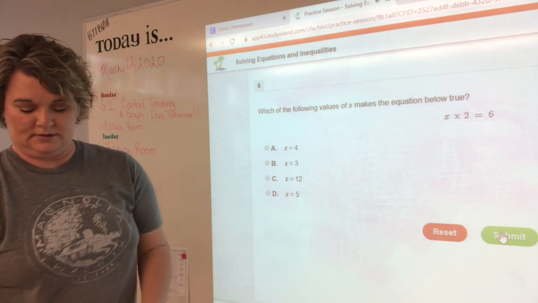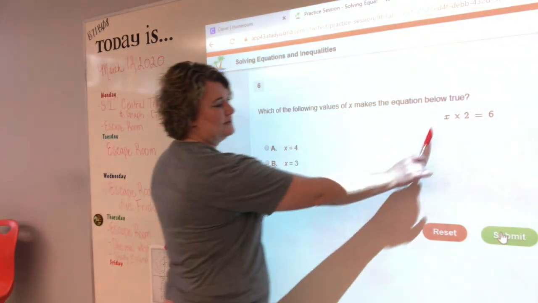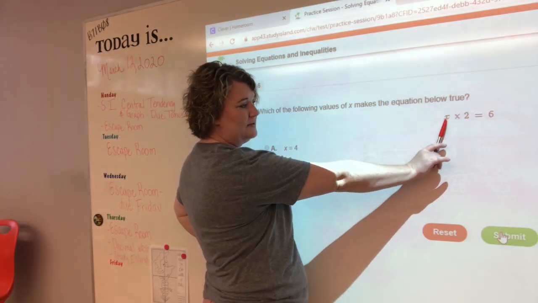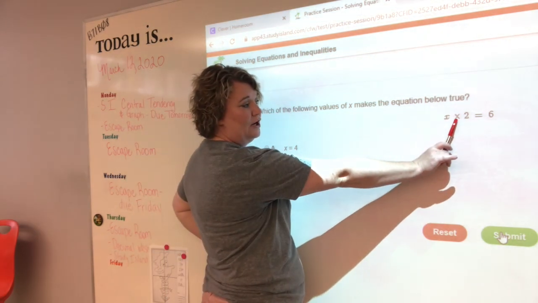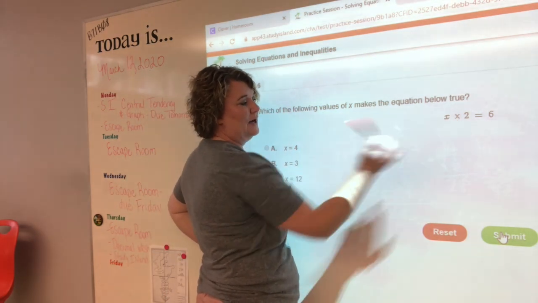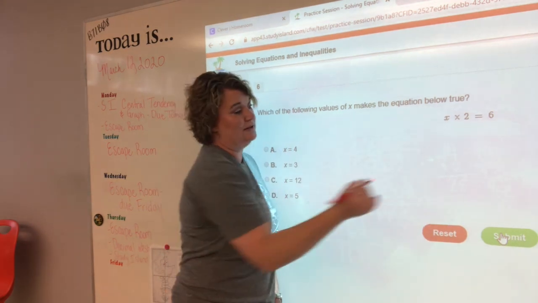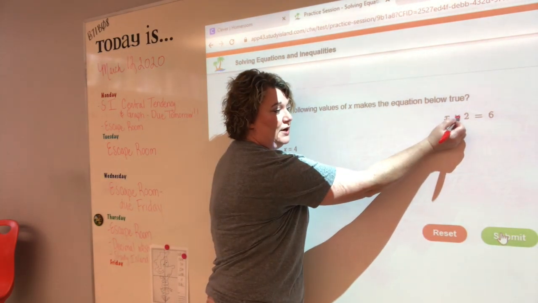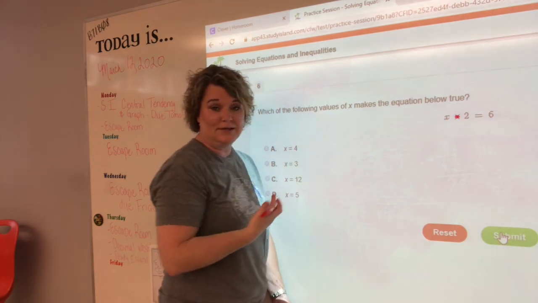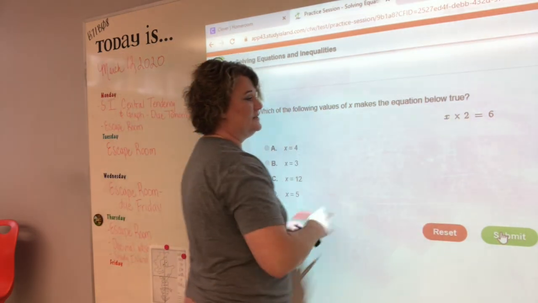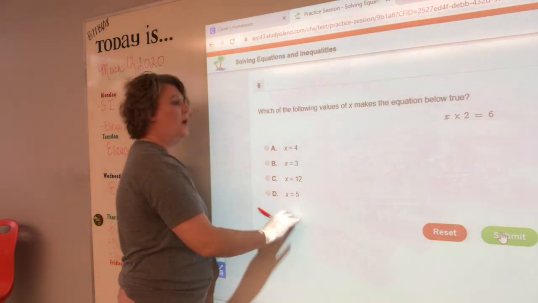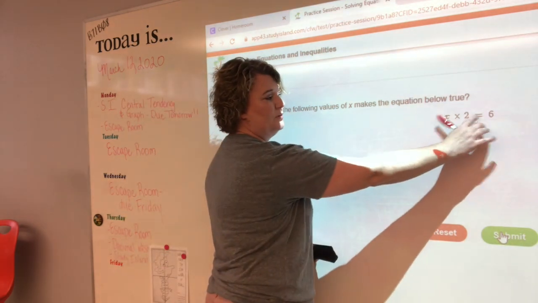Now, don't get confused at this. This kind of crazy looking X is different from the X's that go with this. This X right here is actually a multiplication sign. I don't personally like that because I think they should put a dot there. Do you remember how I taught you guys to put a dot there? But that's not what they did on Study Island. They should have. But it's x multiplied times 2 to get me 6.